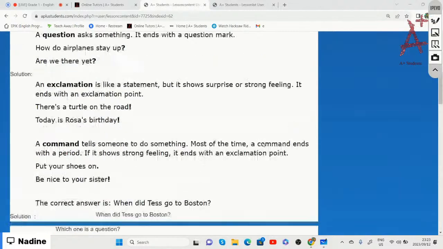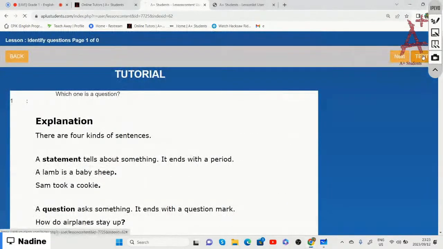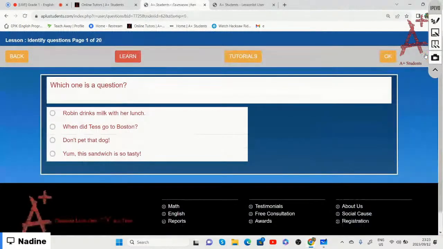All right, so now we're going on to our test, where we identify questions. We need to say which one is a question based on the four options that we have. Here we have four options, one being a statement, one being a question, one being a command, and one being an exclamation. But we specifically need to say which one is a question.